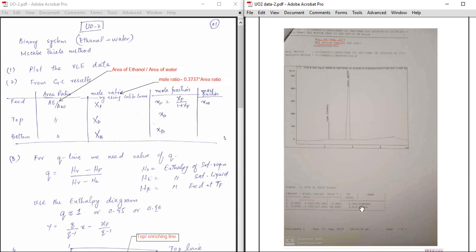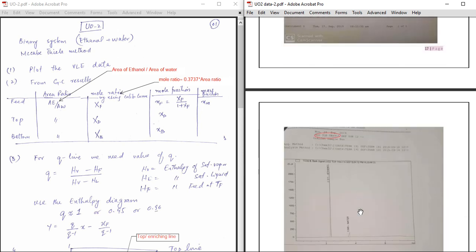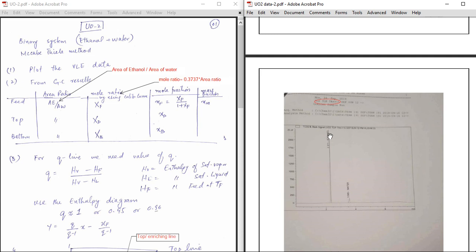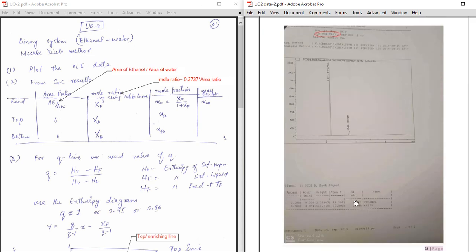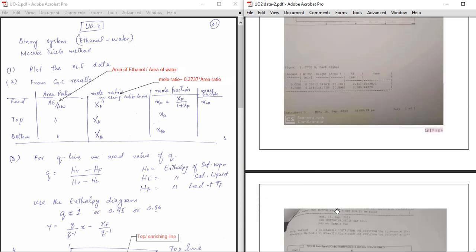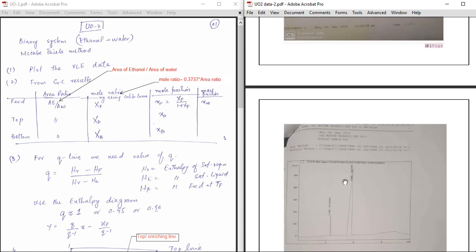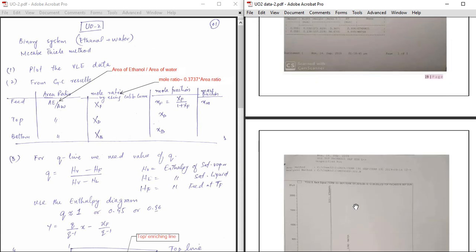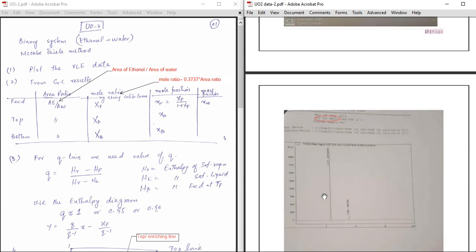Again, you can see the area of ethanol is smaller and the area of water is around 94, which is way higher. Similarly, for the top of the tray column, you have an ethanol peak bigger than the water, because we have a higher concentration of ethanol in the top product. You can see the corresponding areas: for the ethanol 89%, and for the water around 10 or 11%. Similarly, you have the top product for the packed column and the bottom product for the packed column. The feed remains the same for both.